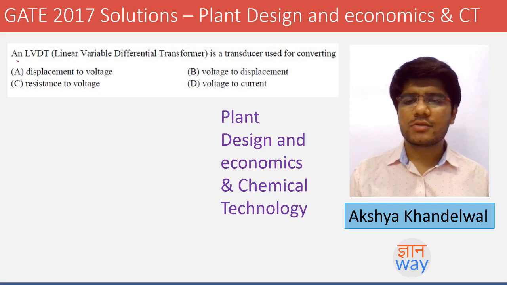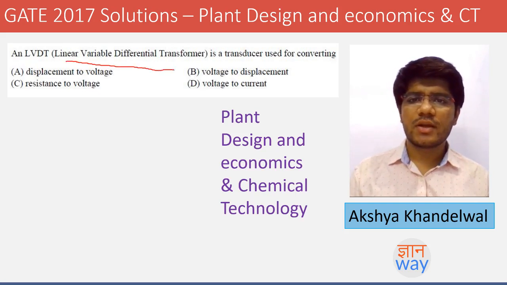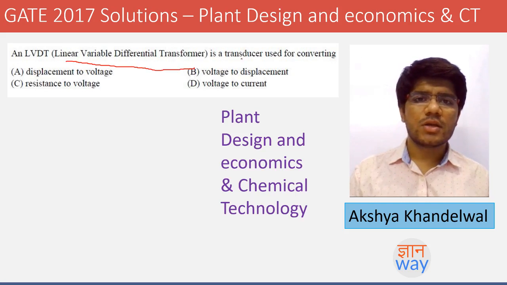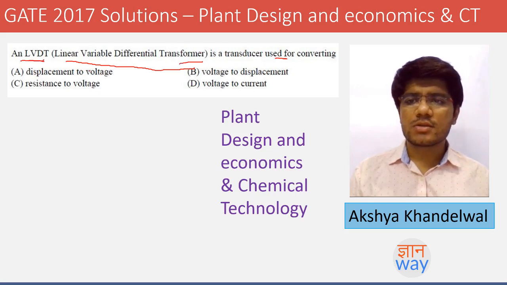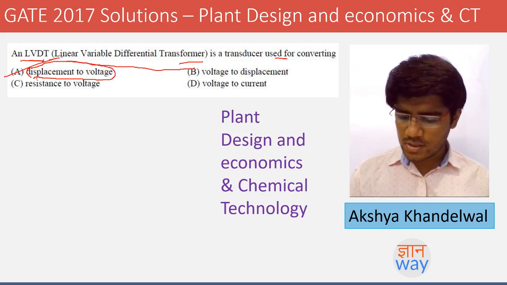The first question is on an LVDT. It is given that the linear variable differential transformer is used for converting. We are asked that LVDT is an instrument, a transformer, which is used for converting. So the answer for this question is displacement to voltage. This is a direct question, there is nothing to explain for this question. Displacement to voltage is the direct answer, so the answer for this question is A.